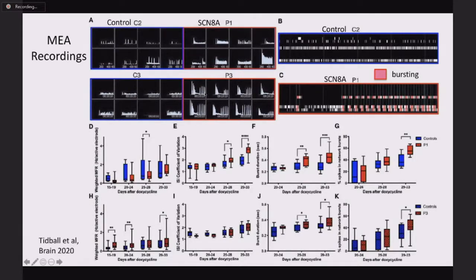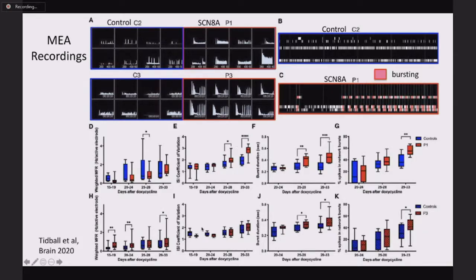And the plots show instantaneous firing frequency over time, and you can see the firing is much higher in the patient cells than the controls. This is shown in raster plots where the pink outlines bursting activity of different neurons in the wells, and you can see much more bursting in the patient compared to the control.